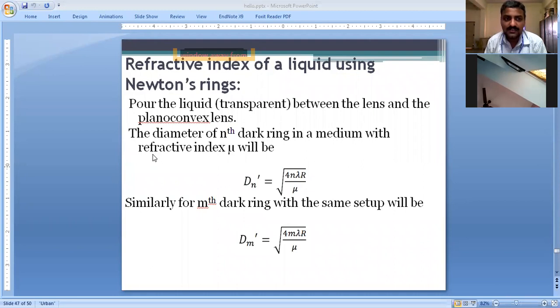Similarly, with the same logic, for the mth dark ring with the same liquid as medium, it is going to be Dm dash equal to the square root of 4m lambda R by mu. So keep these two equations aside. I have taken the plane glass plate, applied water, and then mounted the plano-convex lens. That is the first case, and I got two diameters here. Now I'll do the same setup without water, without liquid. Not only water, any liquid. I remove the liquid and once again put the same lens and same glass plate and perform the same experiment. I'll show in the next slide.